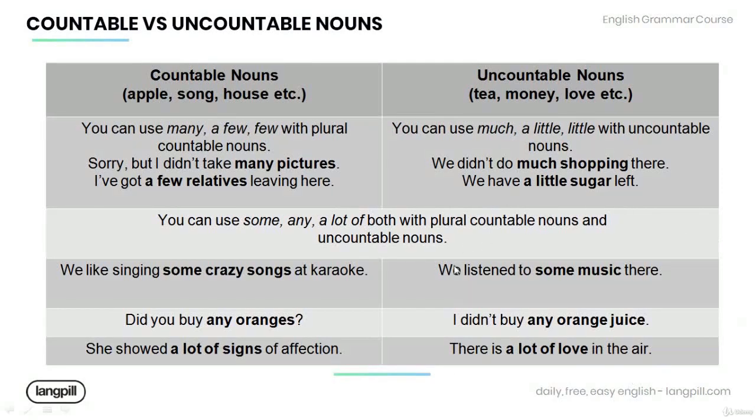And with uncountable nouns, we listen to some music there. I didn't buy any orange juice. There is a lot of love in the air.